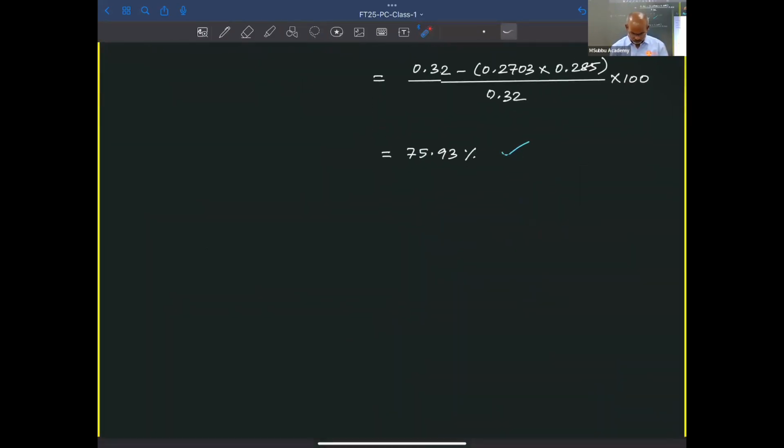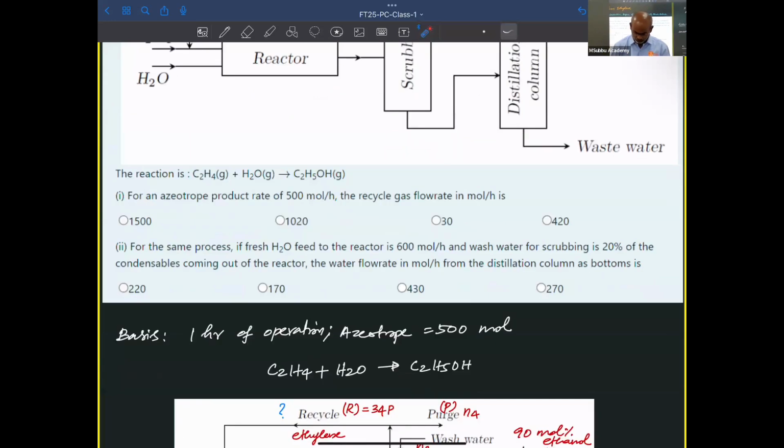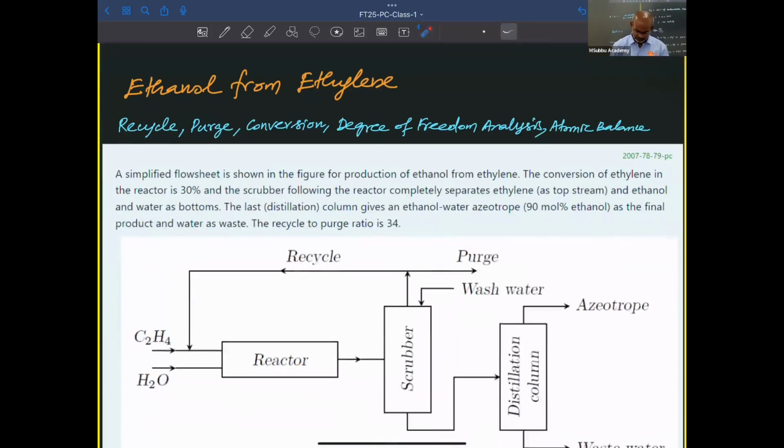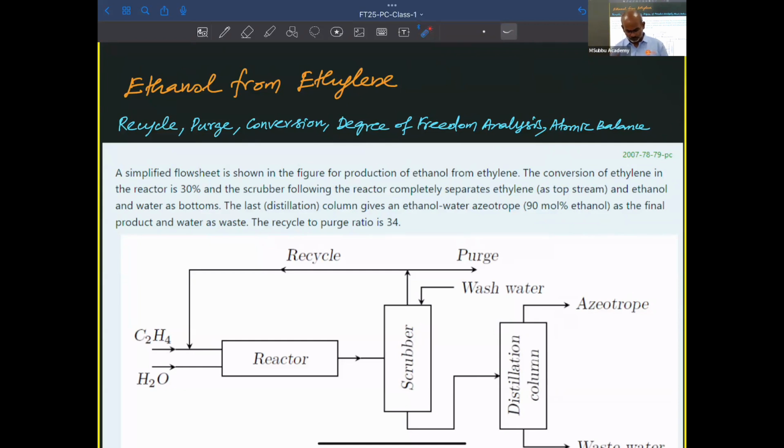Maybe how much time is left? I think maybe this part we'll skip now, as it is slightly lengthy. Maybe you try to solve this problem, or go through this problem, or we'll take up this problem alone in the coming class.